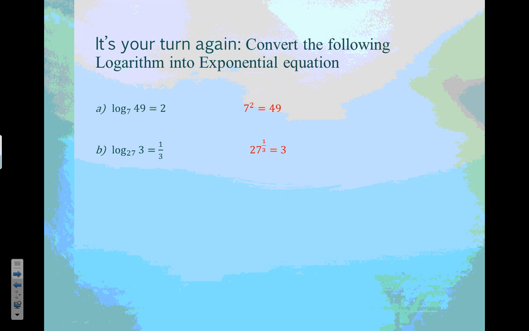Log base 27 of 3 is equal to 1/3. Written in exponential form, it says 27 raised to the 1/3 power gives me 3, which is correct. Log of 1 million, what is that? 1, 2, 3, 4, 5, 6. Log of 1 million is equal to 6. You notice that's the common base of 10. So we can say log base 10 of 1 million equal to 6. So our base is 10. So you write it as 10 raised to the 6th power equal to 1 million.